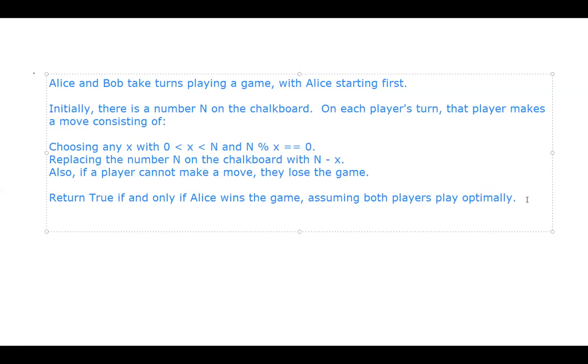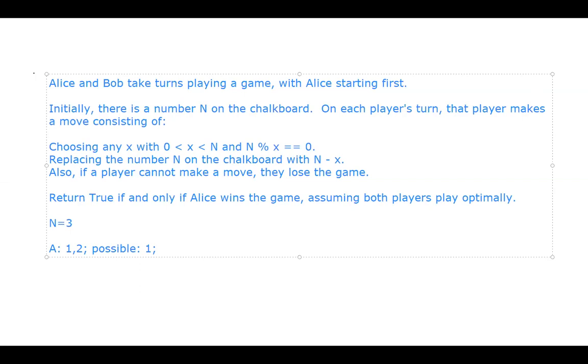So let's go over some examples, starting with the ones in the problem description. Let's say n is 3 and Alice is playing first. What are the options available to Alice when she has to make the move? 1 and 2, because it has to be greater than 0 and less than 3. But I think 2 won't be possible, because 2 cannot divide 3. So the only possible option is 1.